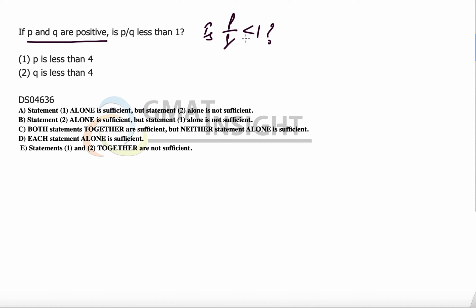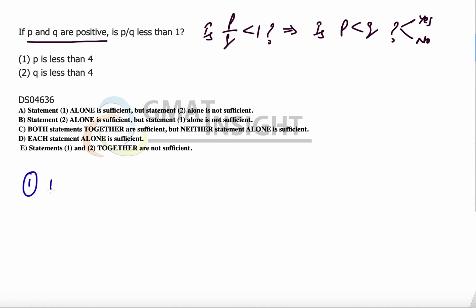This can also be called multiplication of Q on both sides, and when you multiply a positive value on both sides, the inequality sign does not change. So the rephrased inequality becomes, is P less than Q, because we know P and Q are positive. We need to answer this question in the form of either yes or no. So we are going to look at the statements and the information available in them to answer the question.